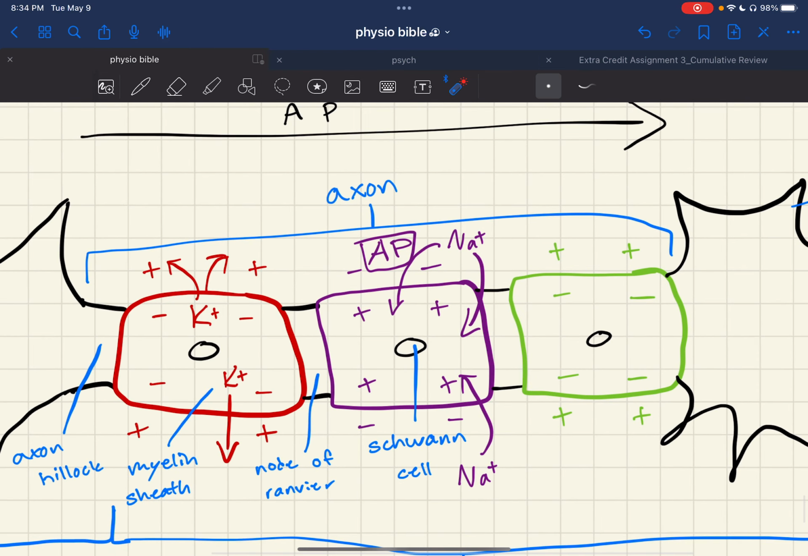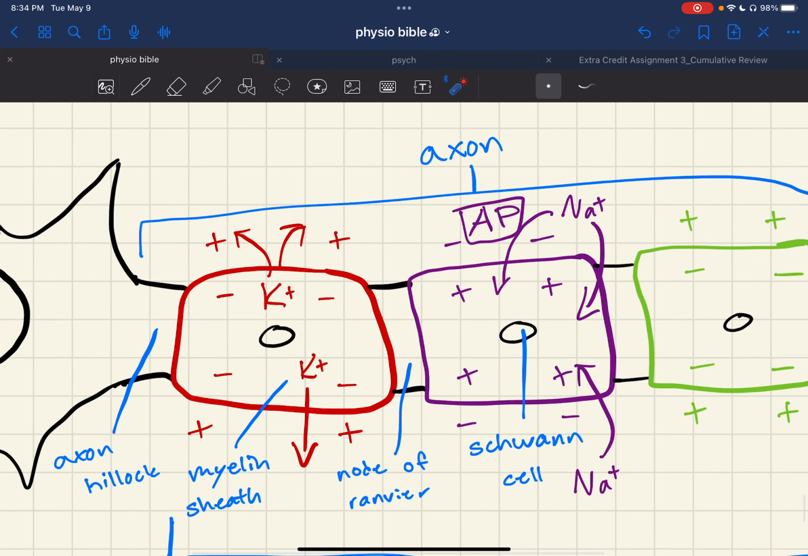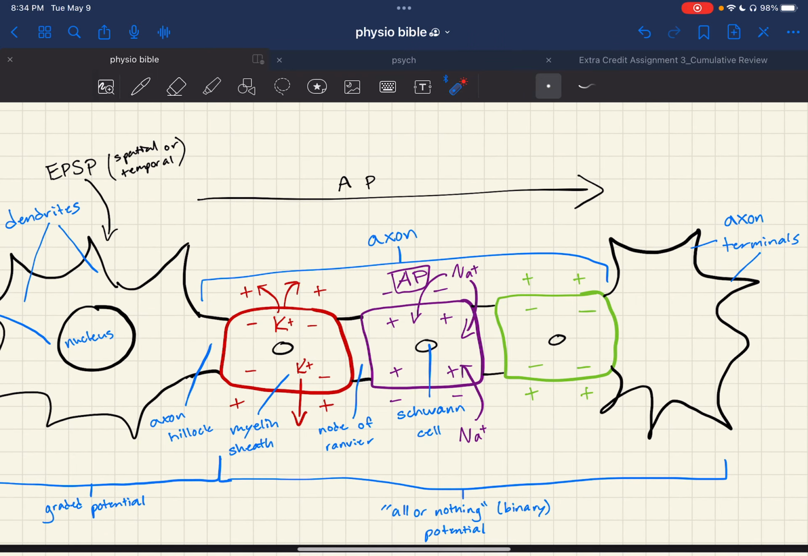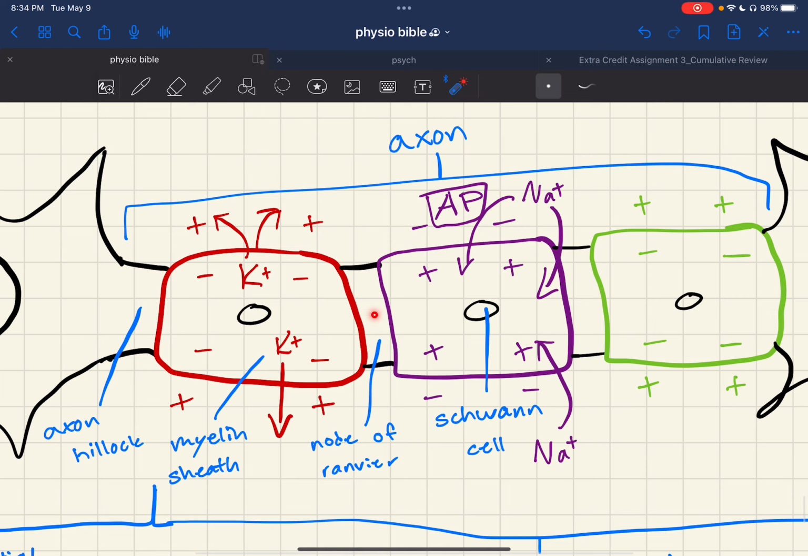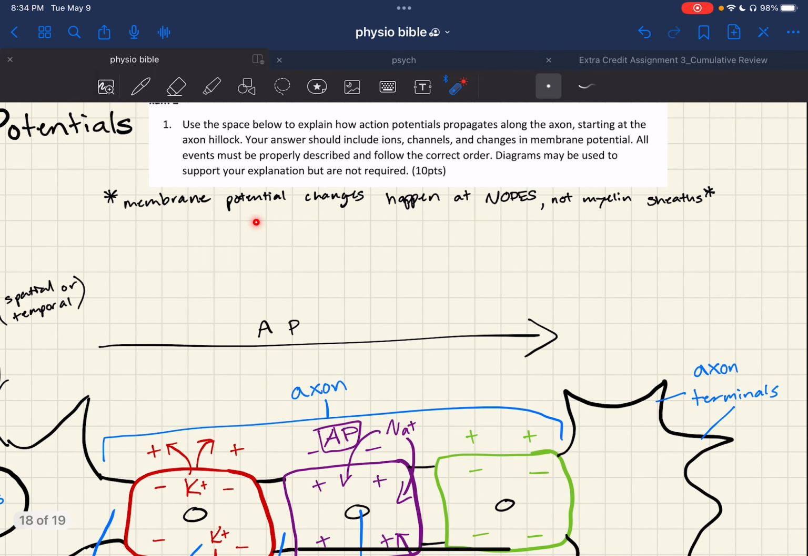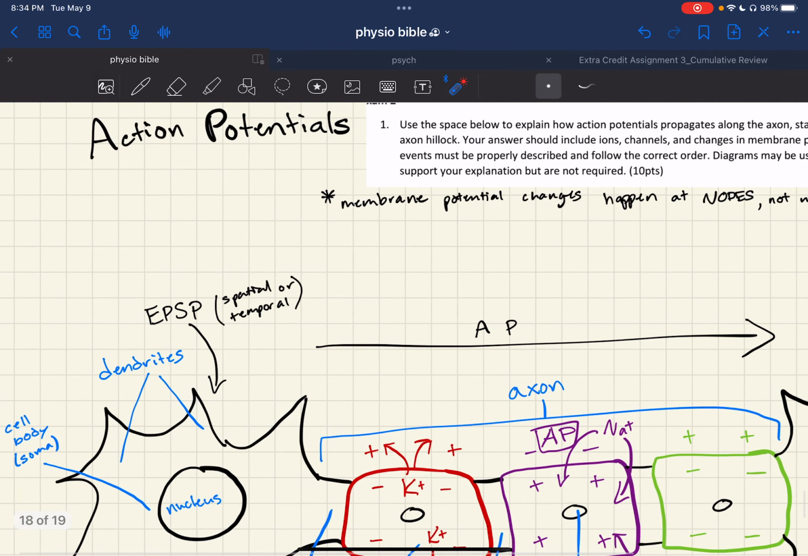I realize this diagram is not entirely anatomically accurate because all of these events occur in the nodes of Ranvier, whereas these just propagate the electrical current along the axon. But I just chose to do it like this because cramming all of this into this small space would be just difficult to read. So membrane potential changes happen at the nodes, not the myelin sheaths.